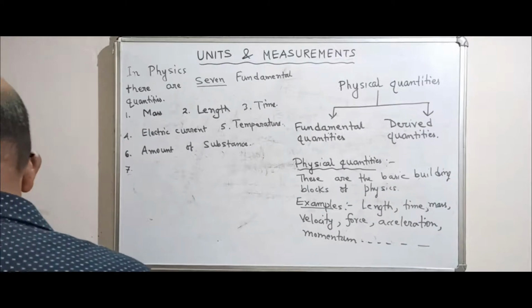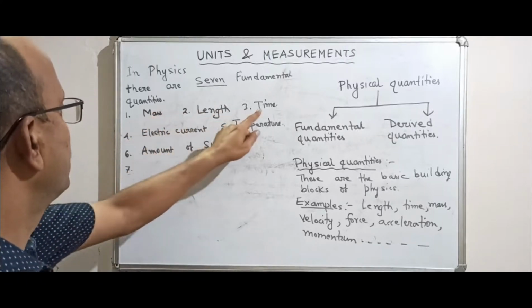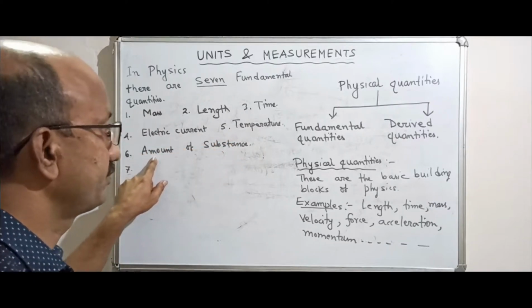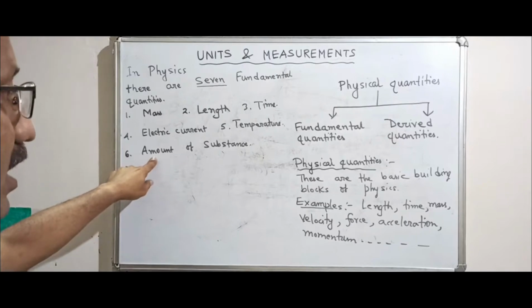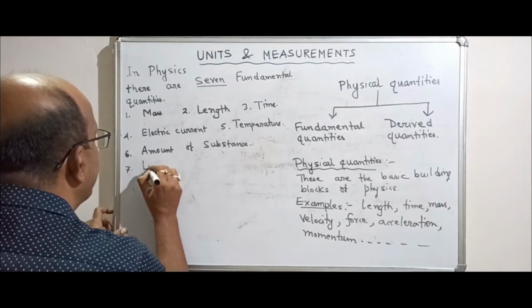so you see those: mass, length, time, electric current, temperature, amount of substance, 1, 2, 3, 4, 5, 6, and the 7th one is luminous intensity.